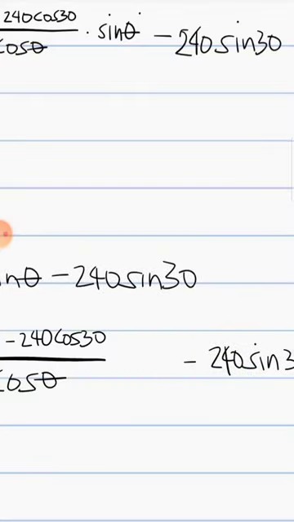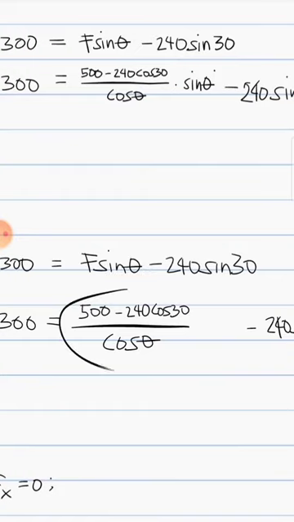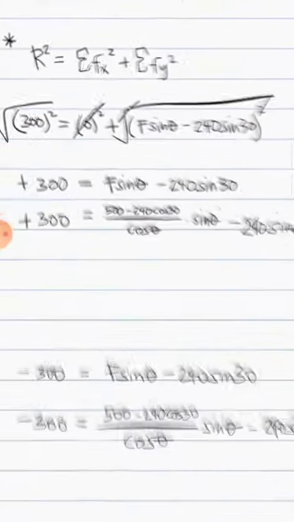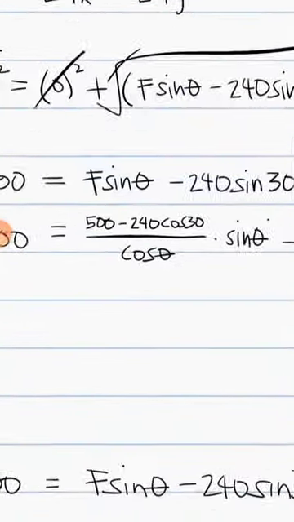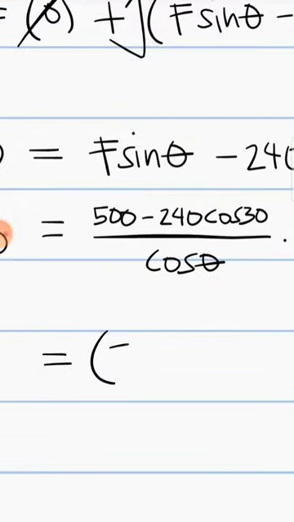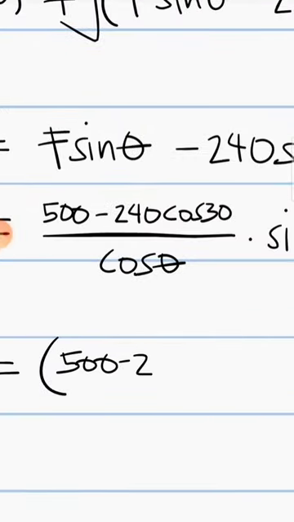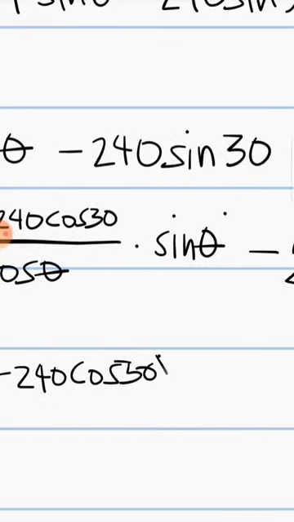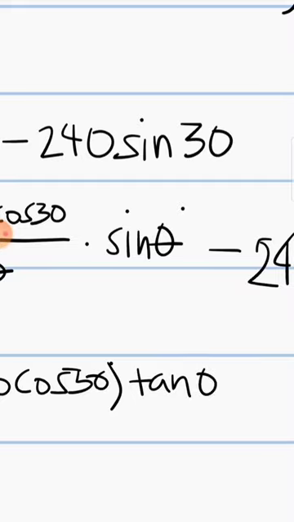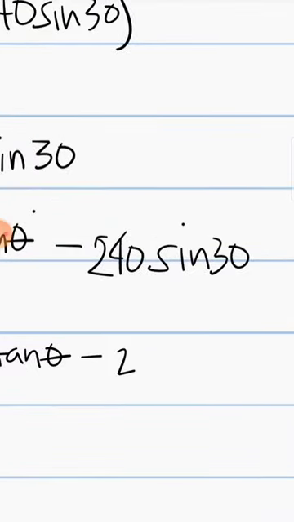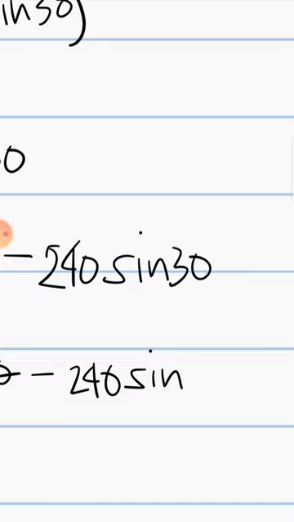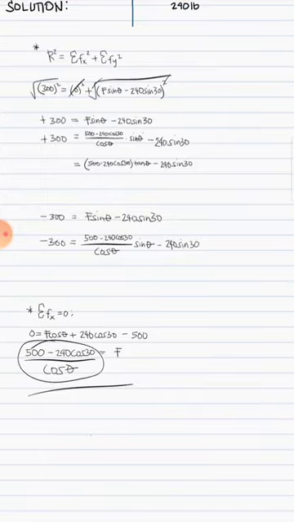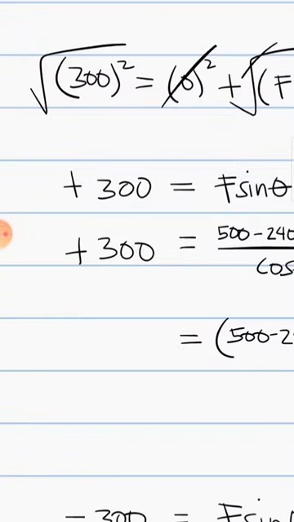It has sine of theta here. This one is the value of F, and then times sine of theta. And now what is sine over cosine? That's tangent. And therefore this one would be 500 minus 240 cosine of 30 times tangent of theta. So now we only have one unknown, which is theta. So we can now solve for the angle, and then if we get the angle theta, we can substitute theta into this equation to get the correct F.